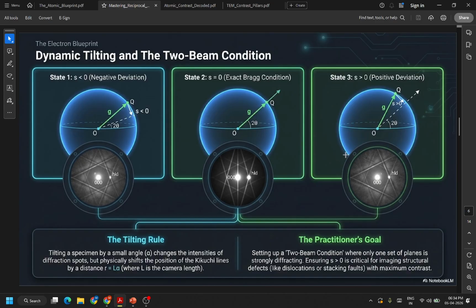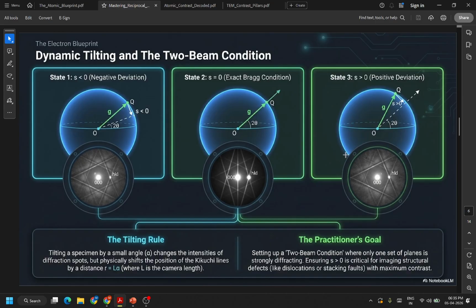So what happens with dynamic tilting? If we have negative deviation from the Bragg angle, the specimen will appear brighter. Even with positive deviation, we will have brighter zones. But if there is no deviation, at exact Bragg condition, we will have very high contrast and we'll have a single set of lines.